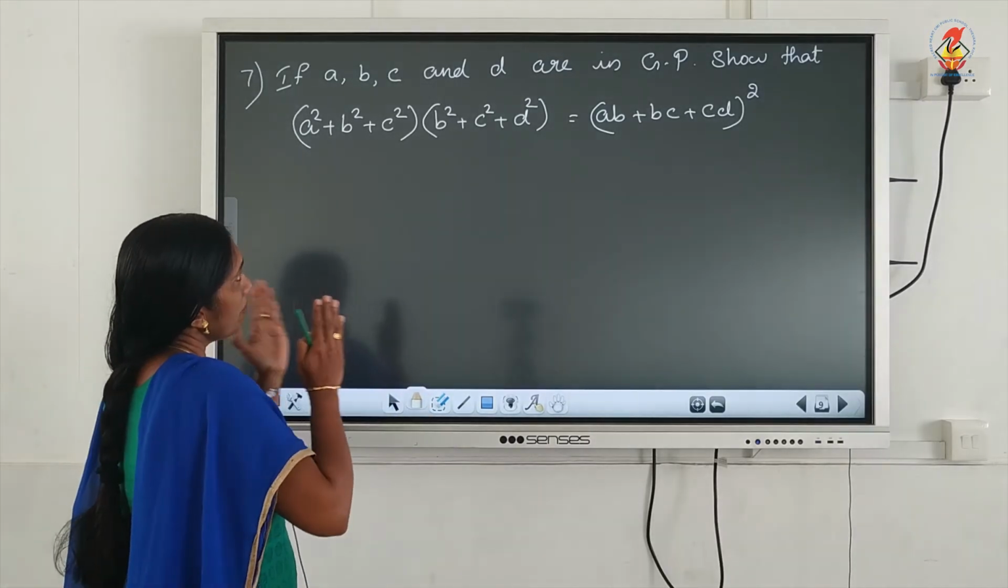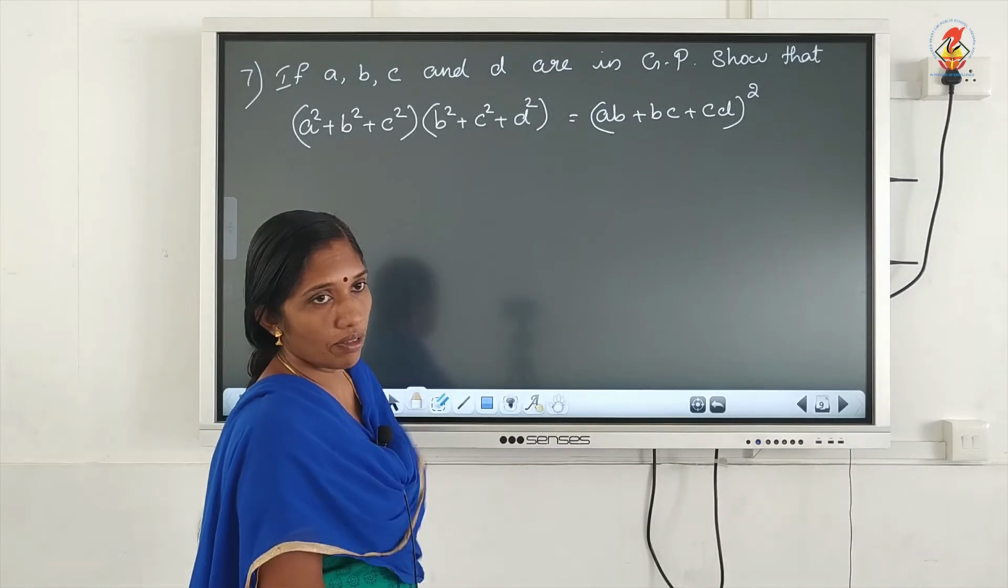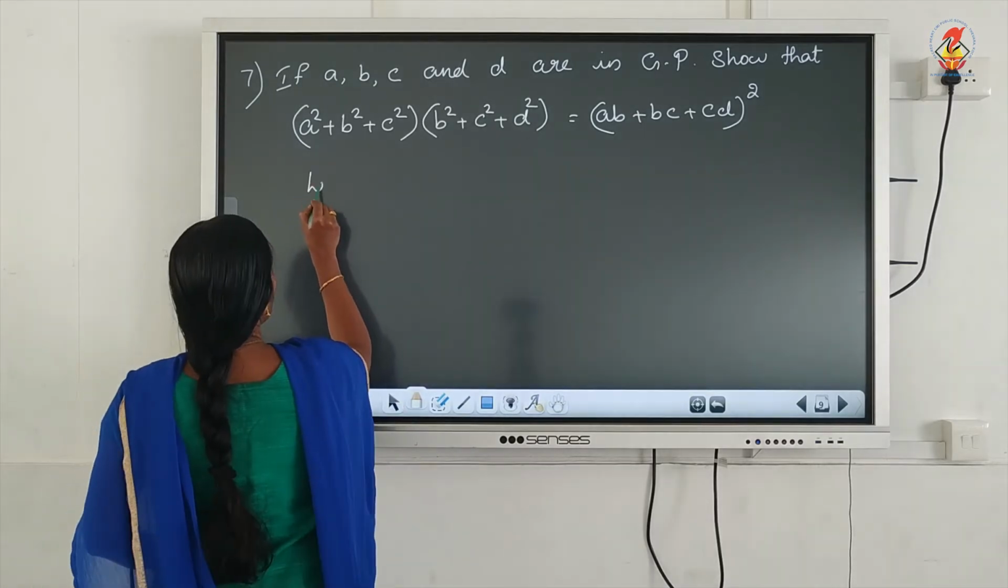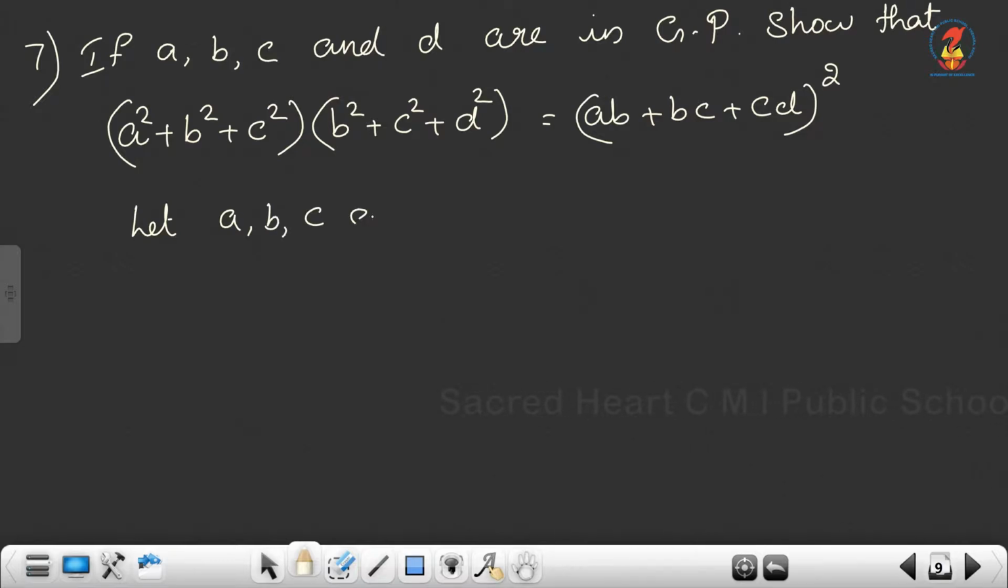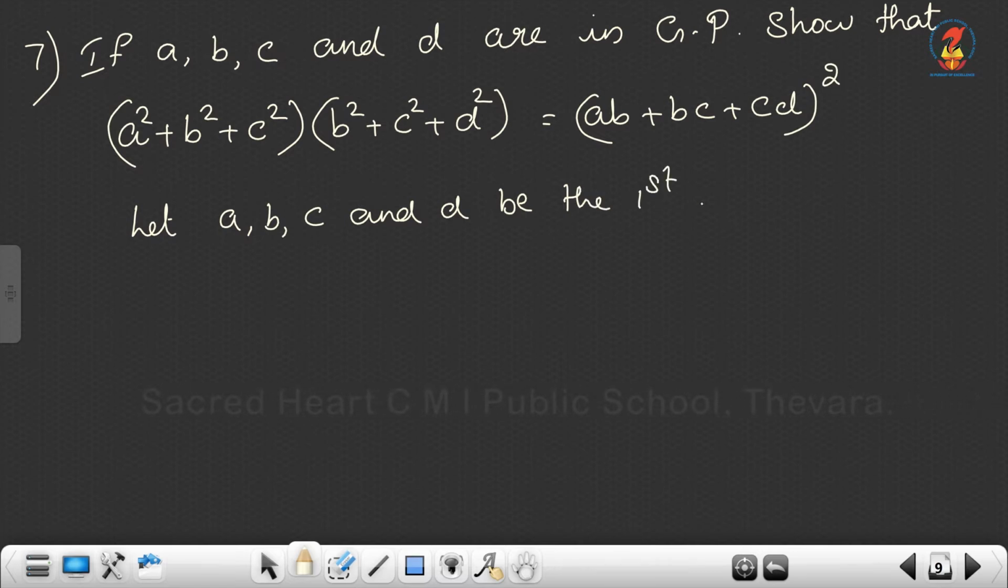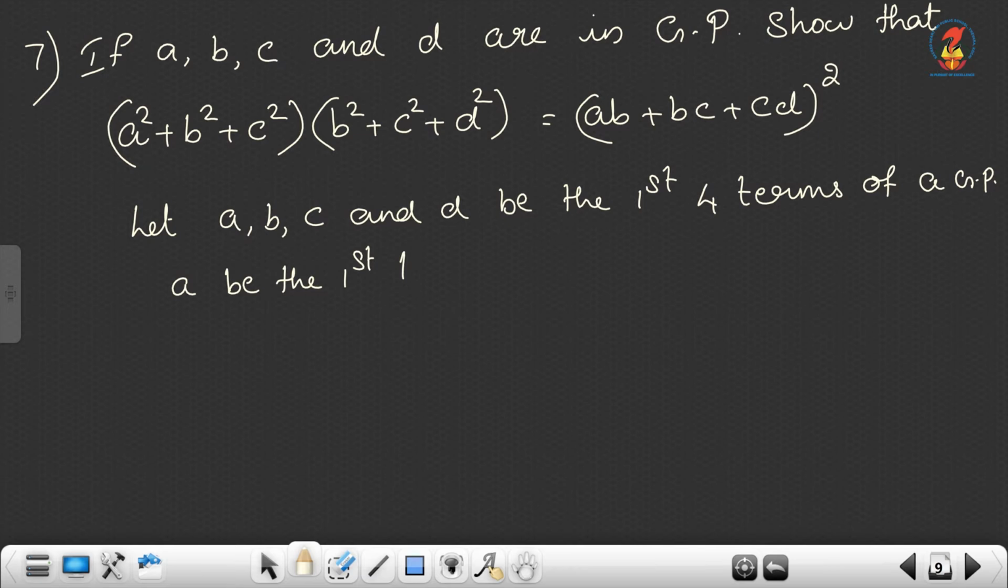So, we can take, let A, B, C, D be the first four terms. It is not given in the question, so we take it like that. Let A, B, C and D be the first four terms of a particular GP. Okay. So, let A be the first term and R be the common ratio.